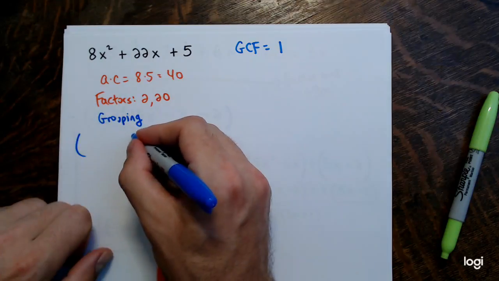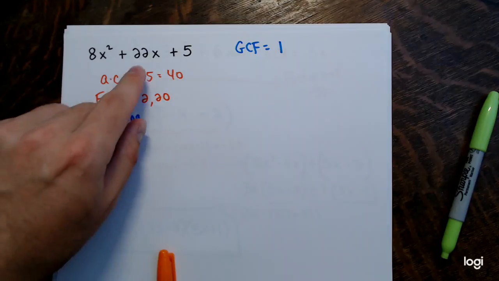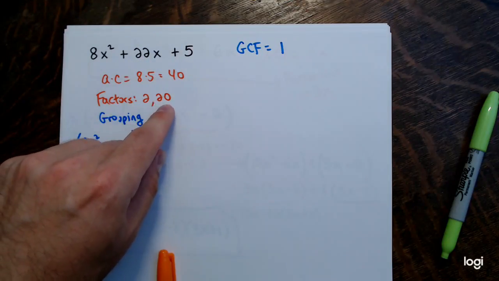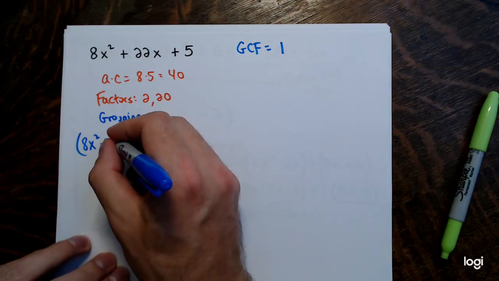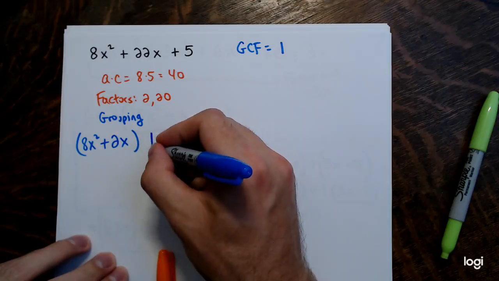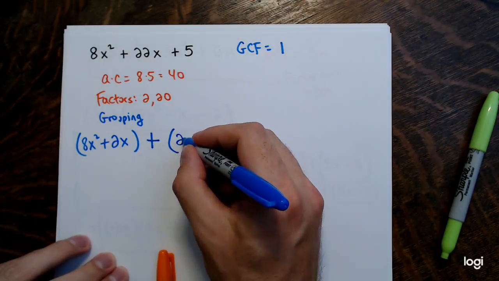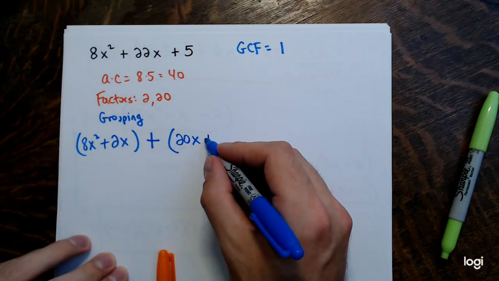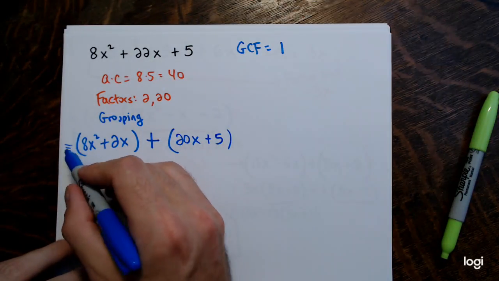So in the first group, I got the first 2 terms would be 8x squared, and I'm going to rewrite 22x as positive 2x plus 20x, right? A positive 2x and a positive 20x. So I'll put the positive 2x in the first group, then I got a big plus sign, and then in the second group, the positive 20x, right? So there's your 22x. And then you got the last term plus 5 in that second group. I factor the first half.